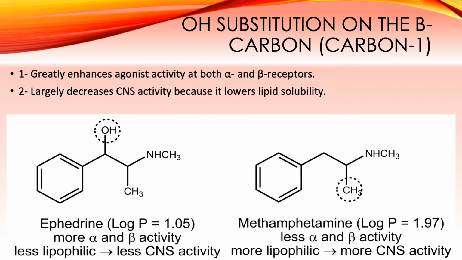So, for example, ephedrine and methamphetamine. Our ephedrine is less lipophilic due to the presence of hydroxyl, so it has lesser CNS activity, while methamphetamine is very potent because it has no hydroxyl in our carbon 1 or beta carbon, and it has alkyl substitution in carbon 2 or alpha carbon, which is more lipophilic, and therefore it can cross our blood-brain barrier easily.